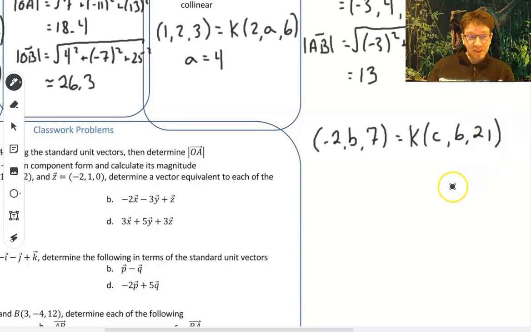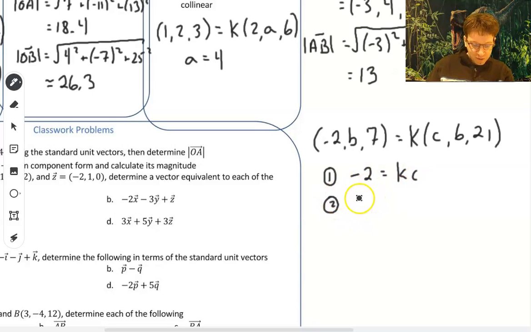Now, if you can see just by looking at it what k would need to be for what b and c are, great. But let's imagine we couldn't. How would we actually solve this? Well, we can actually write 3 equations. The first one would be for the x component, where -2 is equal to kc. The second one would be for y, where we would have b equal to 6k. And the third one, we would have 7 equal to 21k.